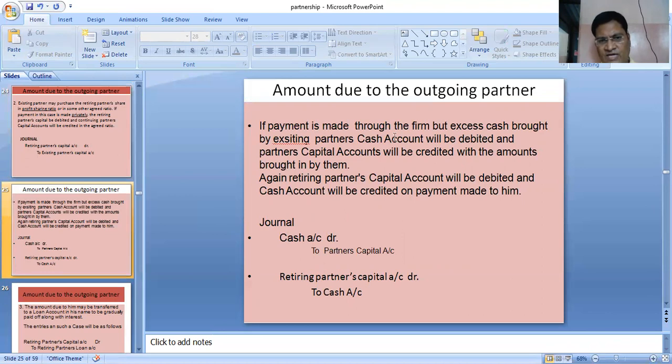One more way by which we can pay is if payment is made to the firm but excess cash is brought by the existing partners. Suppose you don't have the cash balance in your balance sheet. So excess cash will be brought by the existing partners. When they are bringing cash to partners' capital, whichever partners are bringing the cash, both the partners' names will be written, then retiring partner's capital account debit to cash. This is same as number one.